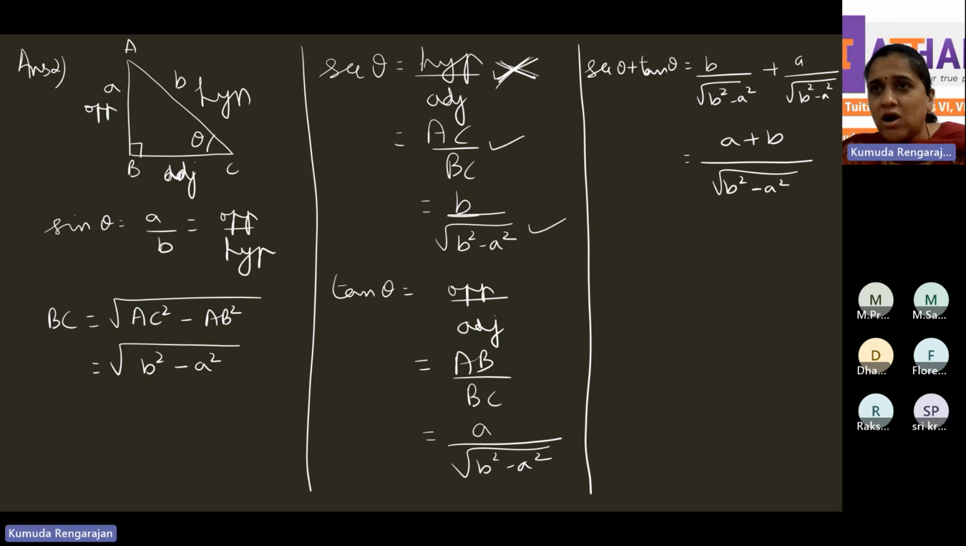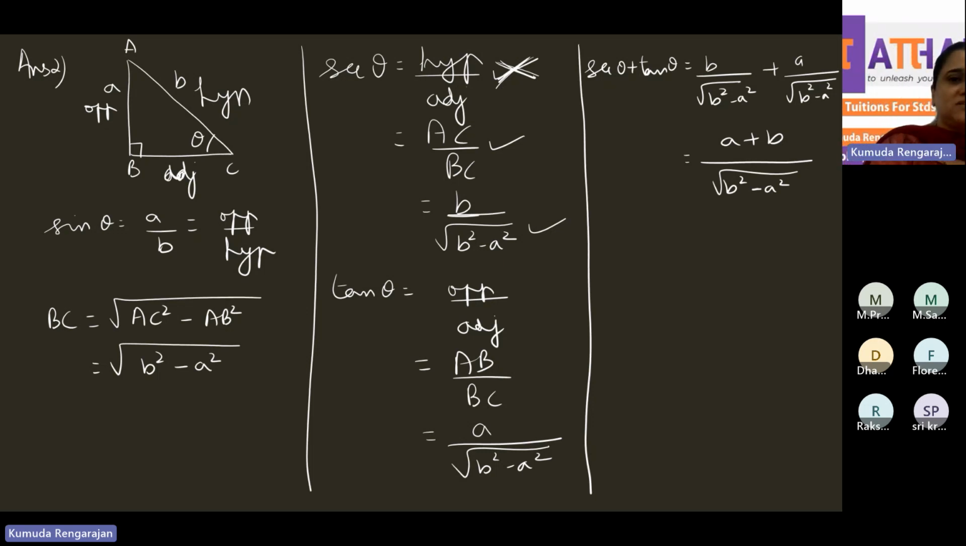When a ratio is given, draw a triangle and fill all this. Then find the missing side using Pythagoras theorem. Then find the ratios. All right. So now secant, why did we find secant theta? Because we'll have to find secant theta plus tan theta, no? So we'll find secant theta, we'll find tan theta, and then we'll find secant theta plus tan theta.